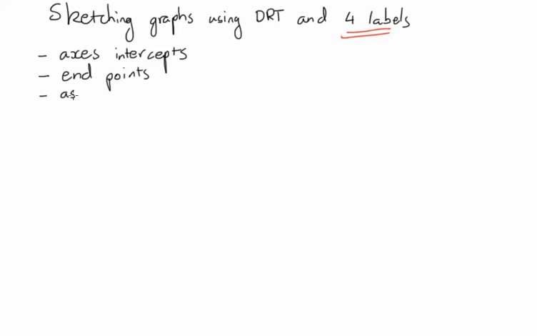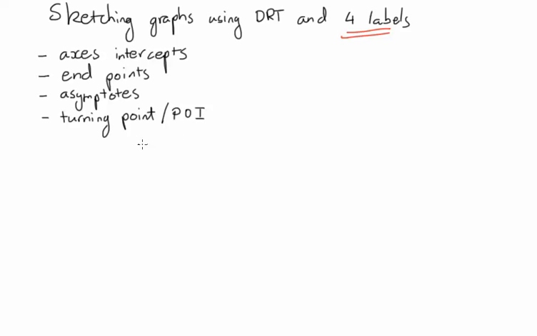Then we have asymptotes. Make sure you don't touch them. Make sure you mark them clearly and label them. And turning points. So they get labeled with a coordinate. And I'm going to include points of inflection in that category, not to forget them.